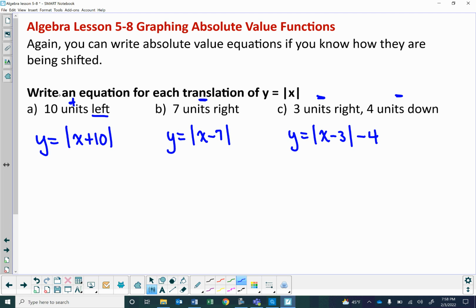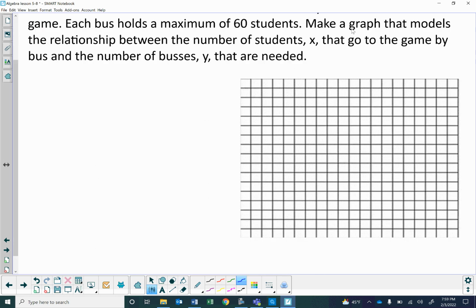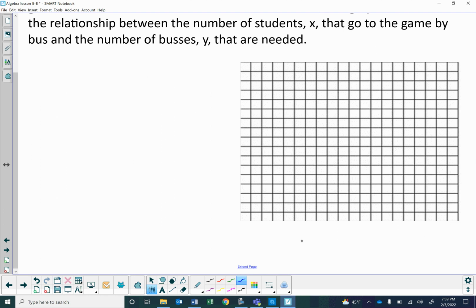The last thing we're going to talk about is a piecewise function, otherwise known as a step function. Okay, they can be called basically the same thing. A school will charter buses so that the student body can attend a football game. Each bus holds a maximum of 60 students. Make a graph that models the relationship between the number of students x that go to the game by bus and the number of buses y that are needed. So if x is the number of students, let's put down number of students here.